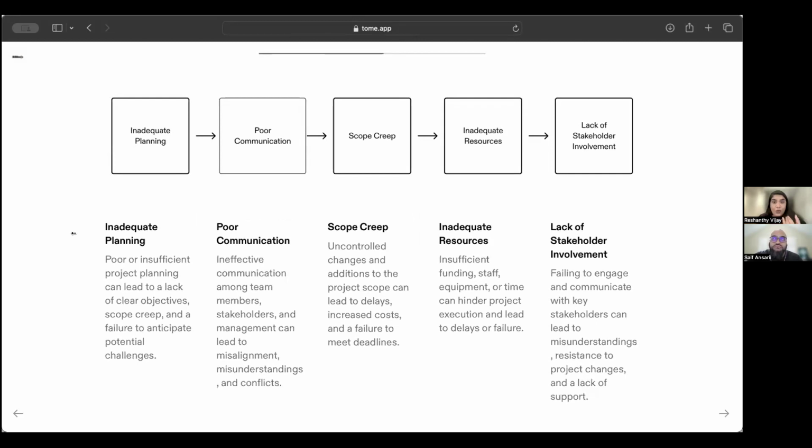You don't understand the scope. You don't have a clear definition of the objectives and the requirements, and your timelines are all over the place, because they're based off of the minimum objectives that you have. And this leads to poor communication, because this triggers issues amongst your team, and then their morale goes down because there's no effective communication.